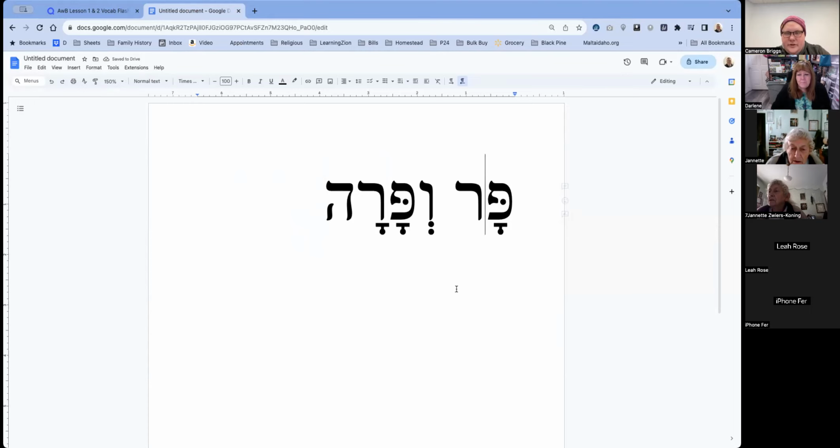Okay. So this is how we would normally do it. If it followed the rules, this is how we would put a conjunction in front. But when it's an exception, we take away the shva underneath of it, and we make it like this, right? Par ufara.